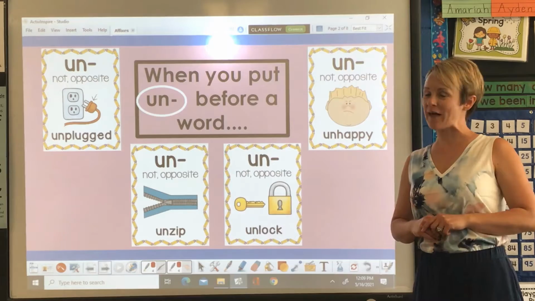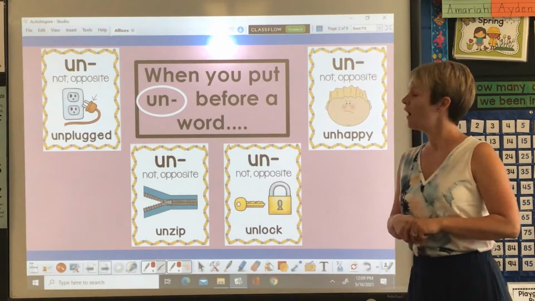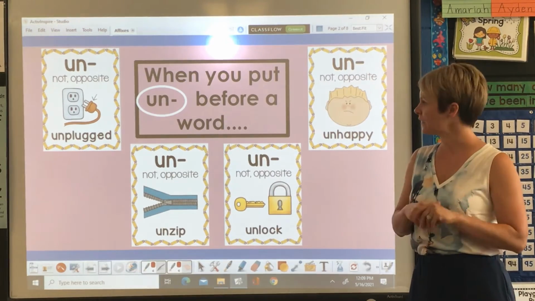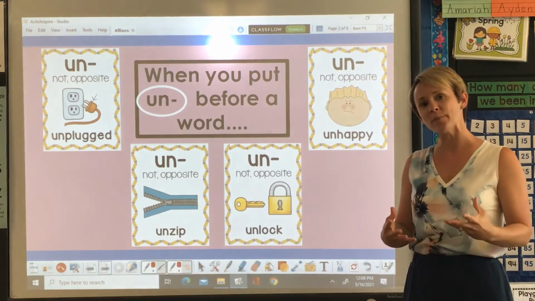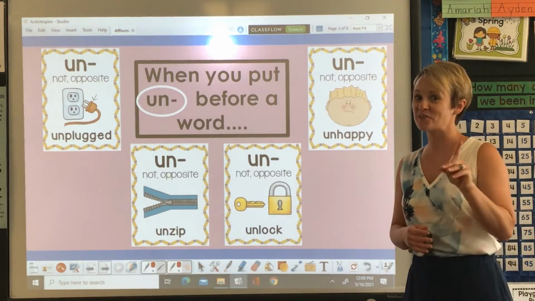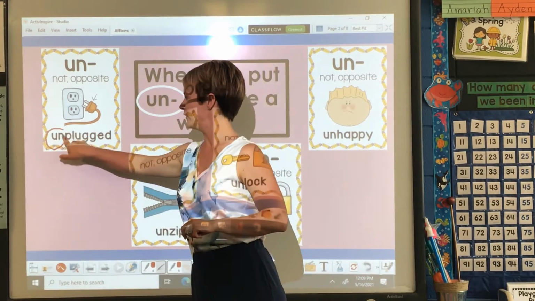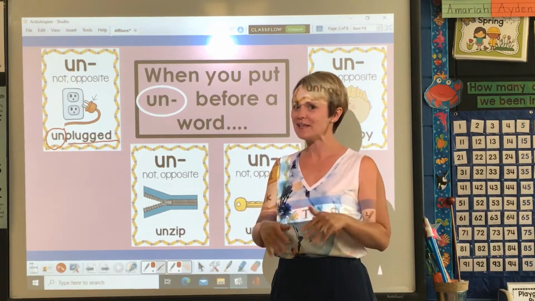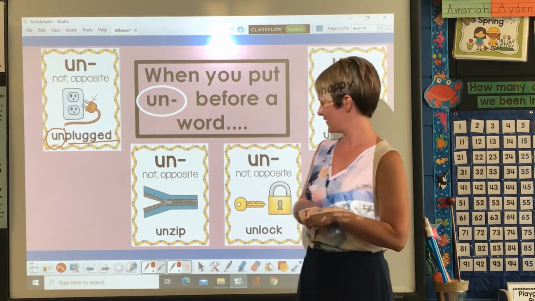When you put the spelling un before a word, un becomes a prefix. It changes the meaning of the word to mean not that or the opposite of that word. Here's a great example. This cord is unplugged. That means it's not plugged. The opposite of plugged in is unplugged.